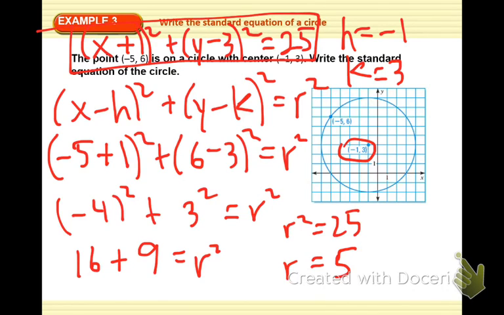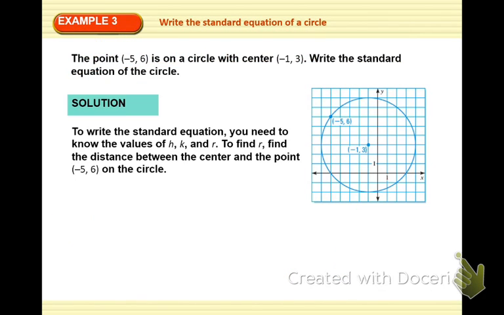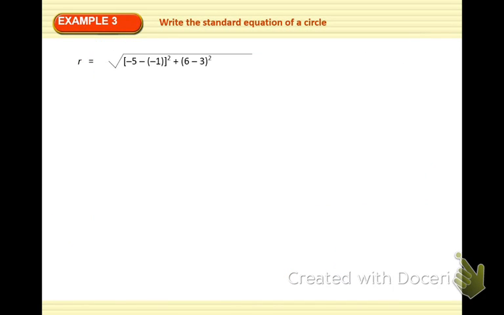Any questions? So, I have h and k here. This is my x and y. I plug those in, solve for r. Once I get r, then I go back to just using -1 and 3 in the equation, and I get the equation of my circle. Okay, they did the distance formula. I like my way better.